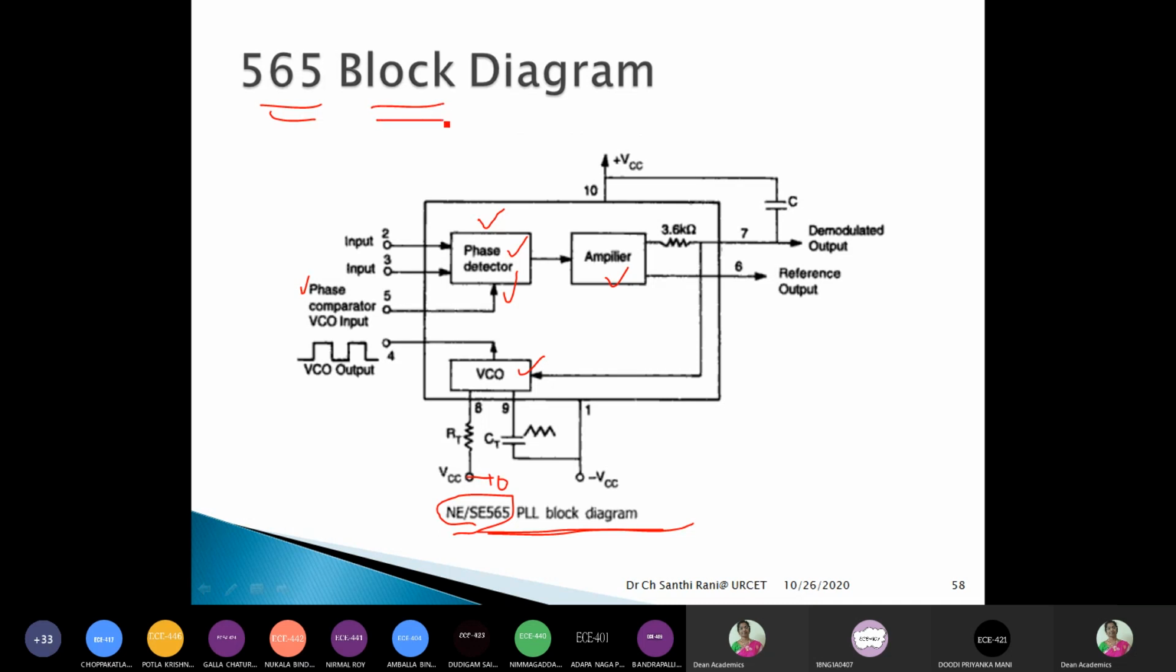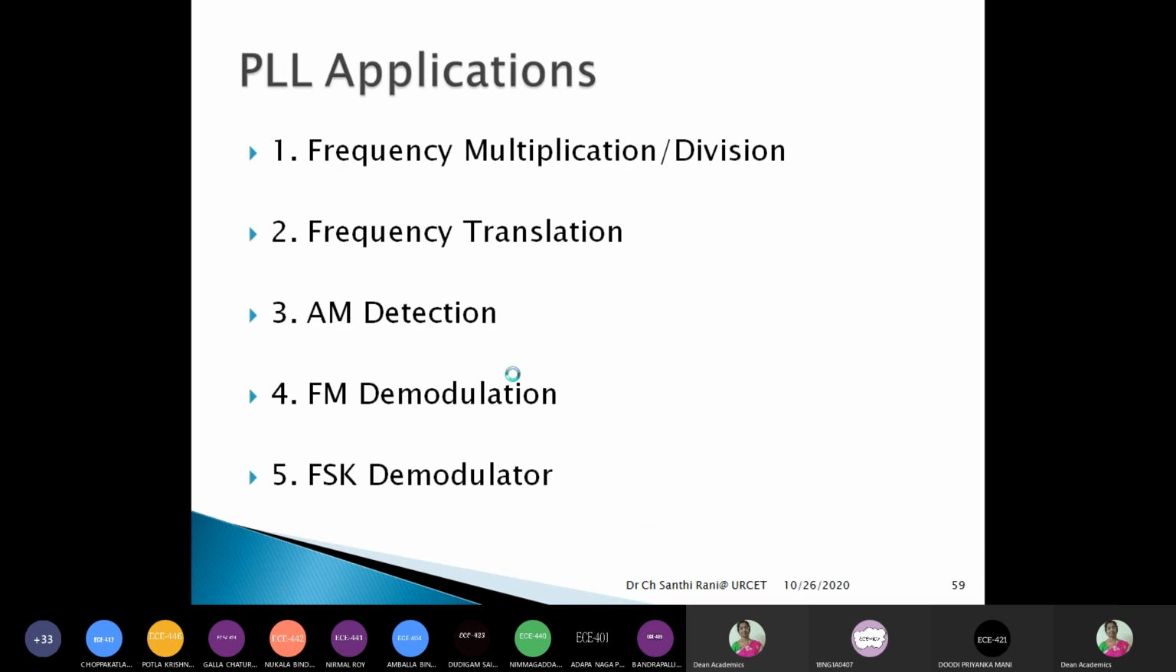Now here also we understand that there is one phase detector or comparator, one low pass filter or error amplifier, and a voltage controlled oscillator. Therefore, having understood that these are the same blocks, we shall also learn about each one of these blocks now, after learning what the applications of PLLs are.